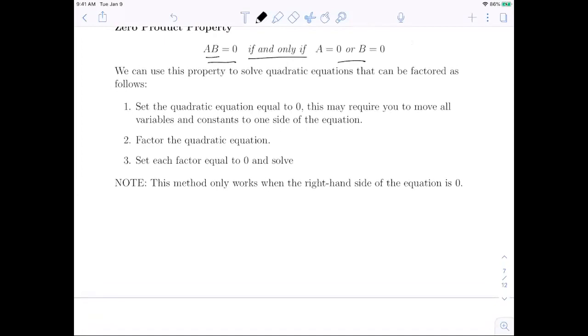So if I have x squared plus 2x equaling 84, I can't just all of a sudden write x squared plus 2x equals 0, right? That's not what I mean by setting it equal to 0. I mean subtracting 84 on each side.